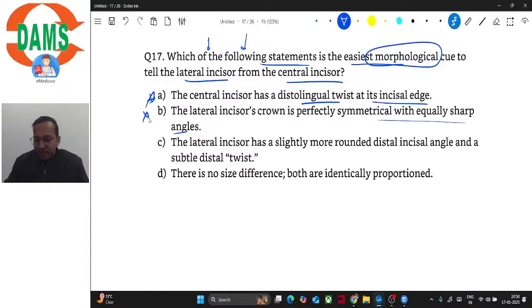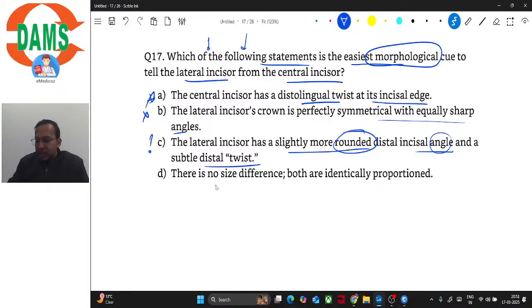be it maxillary or mandibular. Option C, the lateral incisor has slightly more rounded distal incisal angle and a subtle distal twist. This statement does appear correct because be it maxillary, be it mandibular, the distal incisal angle is more rounded as compared to the axial angle, or if you compare it with the angles on the central incisor. So in any case, it is more rounded. So yes, the first half is correct. And subtle distal twist. Yes, the maxillary and the mandibular lateral incisor, they both have a distal twist. So this option does appear correct.